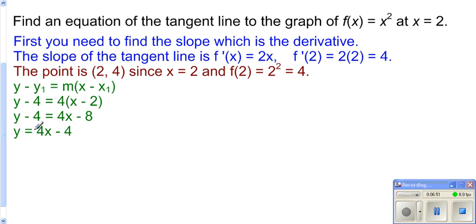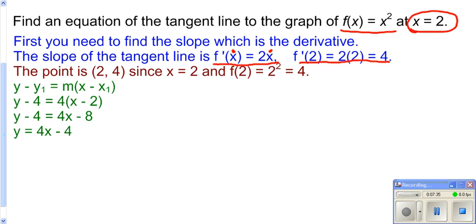Find the equation of a tangent line. Well, to find an equation of a line, you need to know a point, and you need to know a slope. Your slope comes from your derivative. Your derivative of x squared is f prime of x equaling 2x. Now, that's the formula that tells you your slope. It doesn't give you your slope initially until you plug in your x value of 2. When you plug in your x value of 2 here, or f prime of 2, we get our slope to be 4.